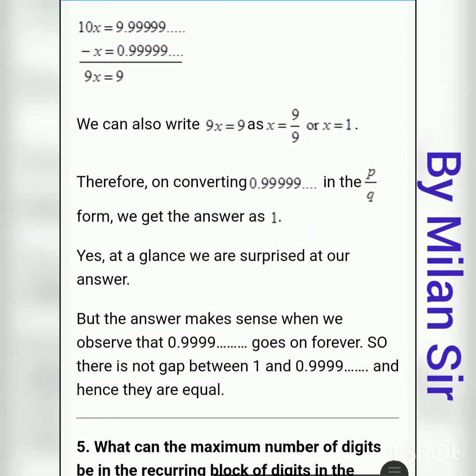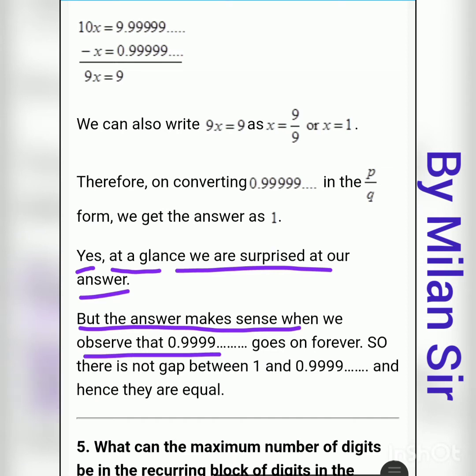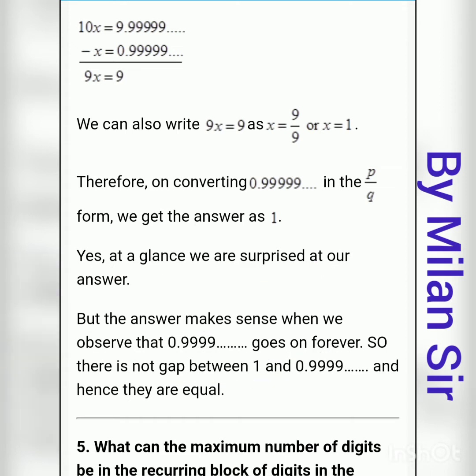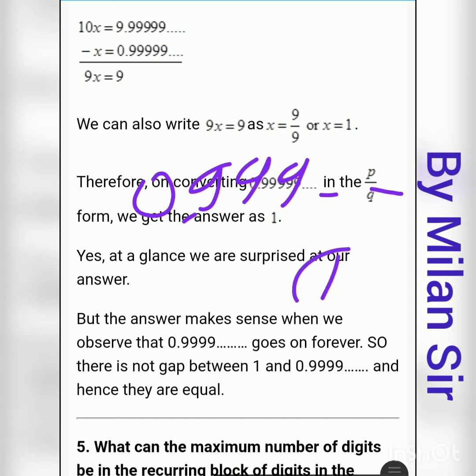Yes, at a glance we are surprised at our answer, because we get a round figure answer. But the answer makes sense when we observe that 0.999 goes on forever, so there is no gap between 1 and 0.999, and hence they are equal. This is the continuous number 0.99999, so there is no gap between these two numbers. That's why we consider them equal.